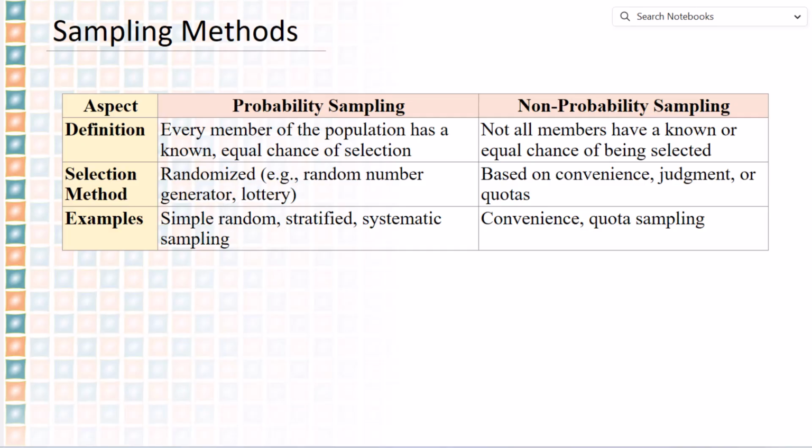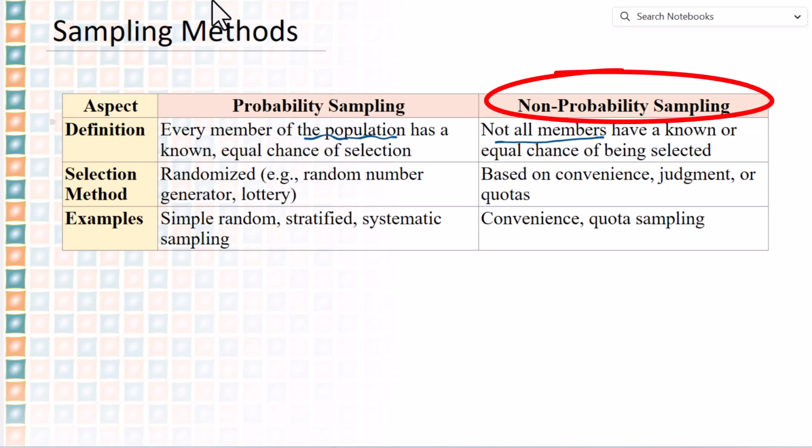This video is about sampling methods. Let's talk about probability sampling and non-probability sampling. Every member of the population has a known equal chance of selection. This is probability sampling. Not all members have a known or equal chance of being selected. This will be non-probability sampling.